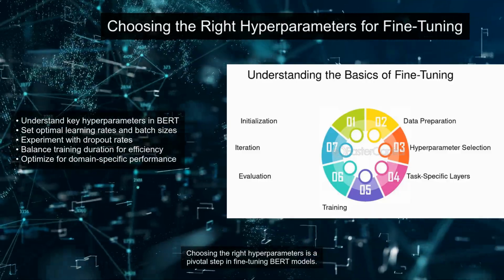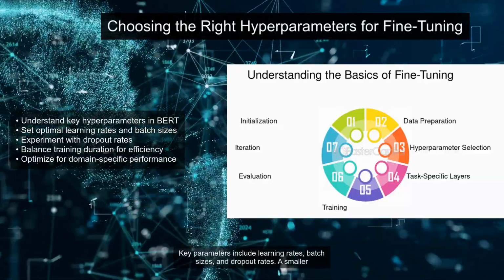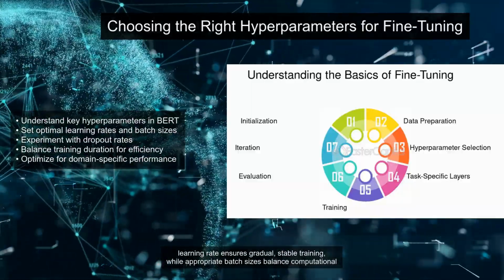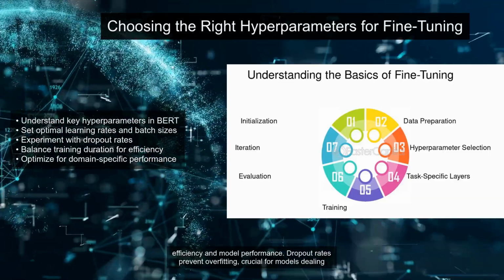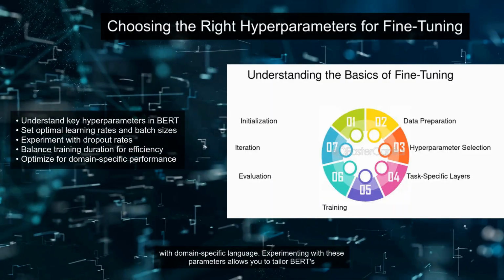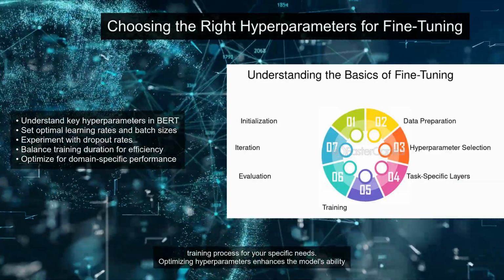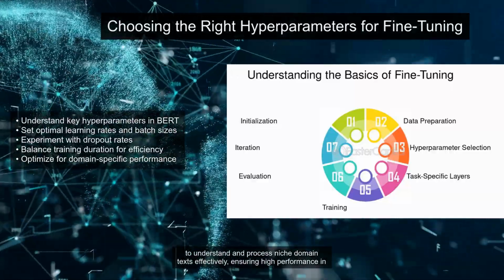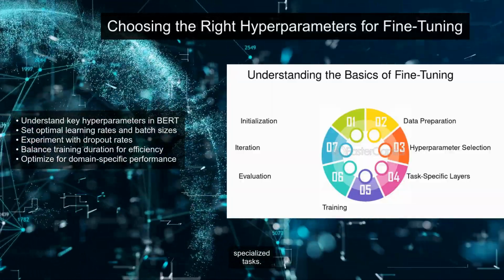Choosing the right hyperparameters is a pivotal step in fine-tuning BERT models. Key parameters include learning rates, batch sizes, and dropout rates. A smaller learning rate ensures gradual, stable training, while appropriate batch sizes balance computational efficiency and model performance. Dropout rates prevent overfitting, crucial for models dealing with domain-specific language. Experimenting with these parameters allows you to tailor BERT's training process for your specific needs. Optimizing hyperparameters enhances the model's ability to understand and process niche domain texts effectively, ensuring high performance in specialized tasks.